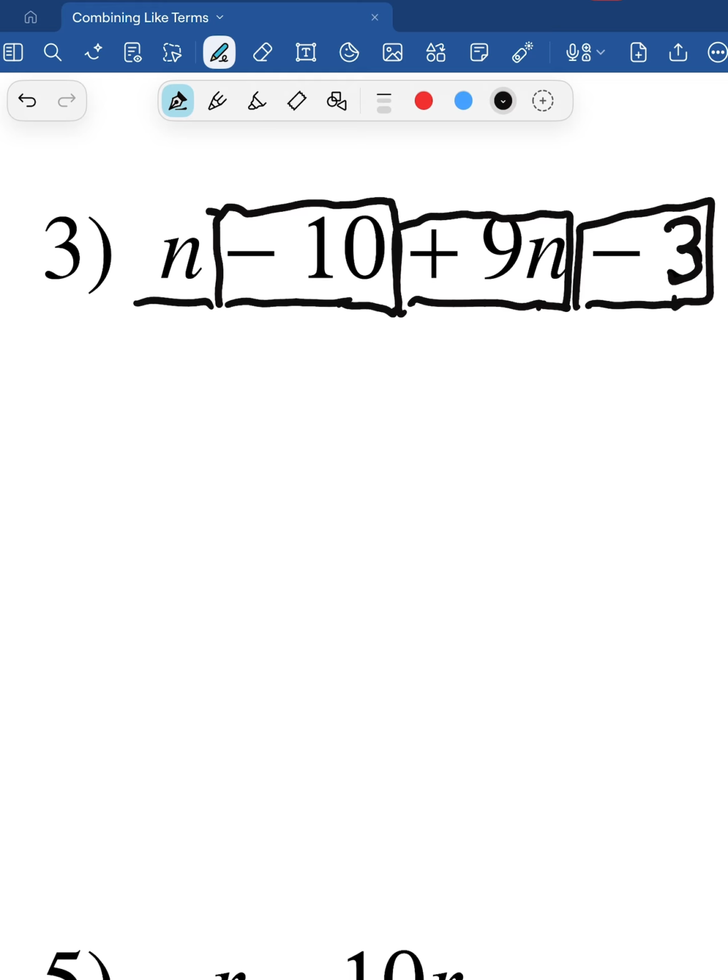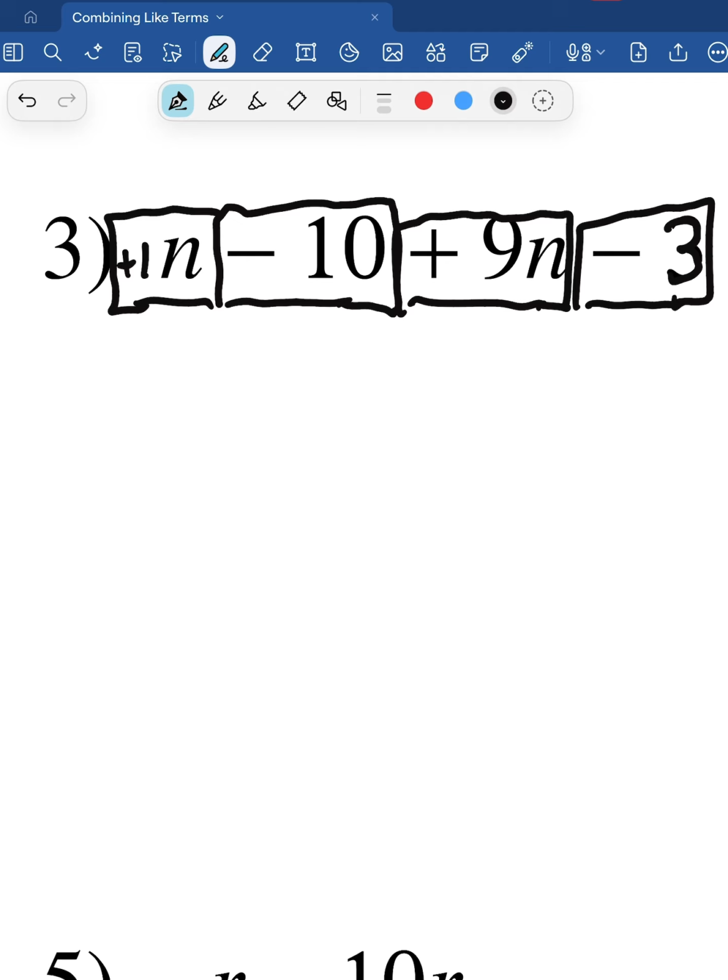You can assume for the first one that if it has nothing in front of the n here, we can assume it's a +1, right? If we were talking about newts, you wouldn't necessarily say you have +1 newt. You would just say, I have a newt. That's why we just say n rather than +1n. But it helps with the math.